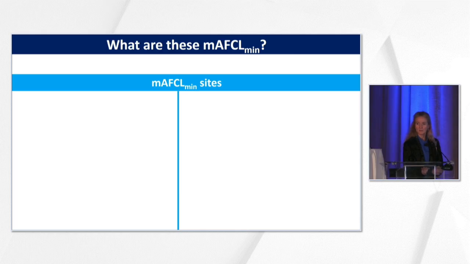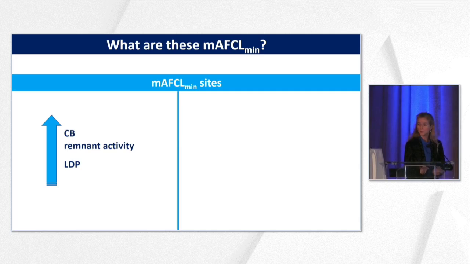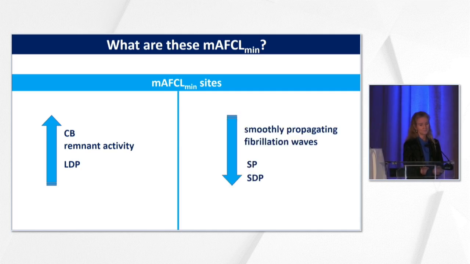But then it raises the question, if you find during mapping, so simple mapping as we do it at the cath lab with electrograms, what do we find at the shortest median atrial fibrillation cycle lengths? How are they different from the remaining atrial tissue? We found they have more areas of conduction block, they have more areas of so-called remnant activity, so the very tiny fibrillation wave, and we often found more long double potentials, which of course indicate areas of conduction block. We saw a decrease at this site in the smoothly propagating fibrillation wave without any areas of conduction block, a decrease in the number of single potentials, and also in the sharp double potentials.